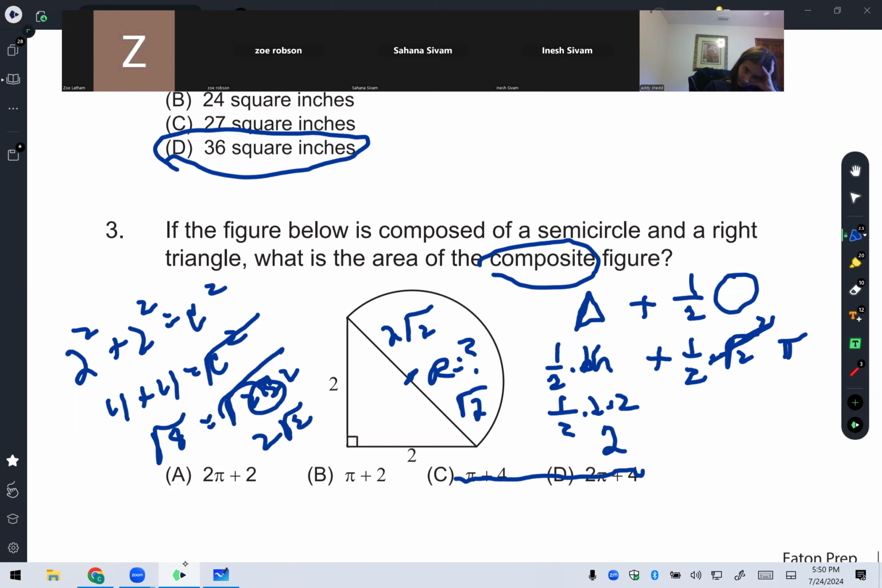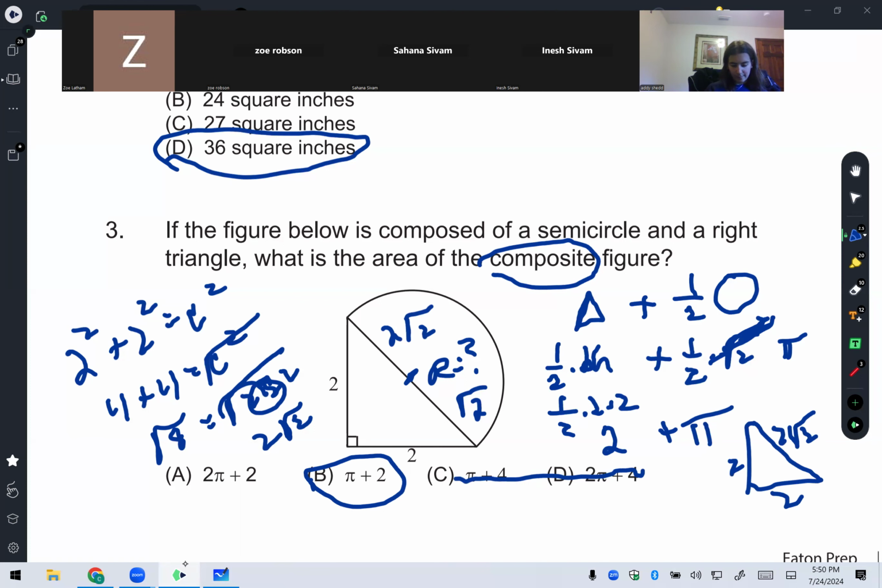So that'll cancel the radical and the exponent. So that's just plus pi. And so 2 plus pi would be b. So after next week, you'll be saying, oh, Mrs. Hesser, it's 2, 2, 2 root 2. Because the special right triangles you'll have in your brain.